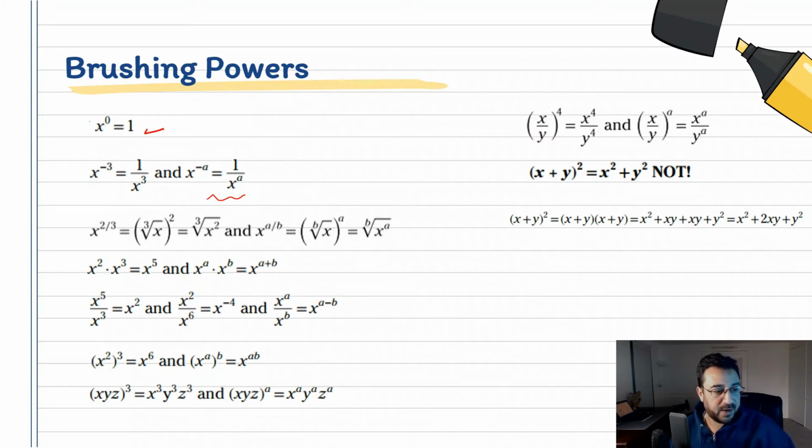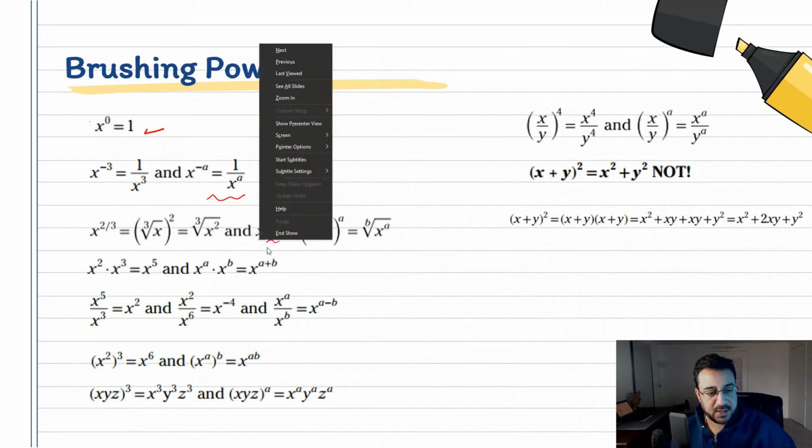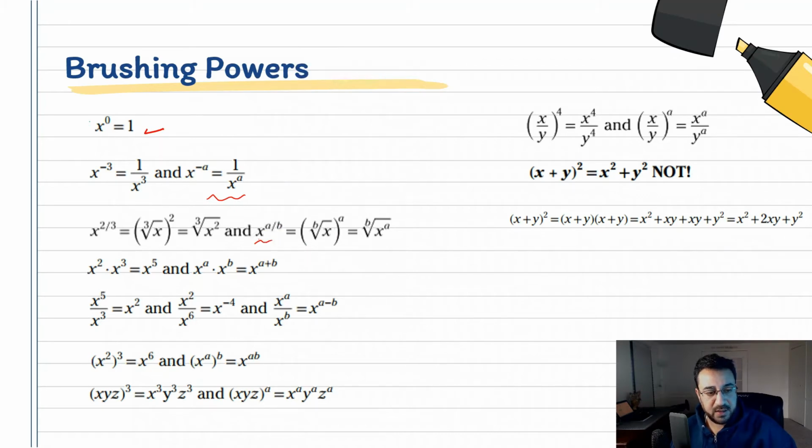If you have x to the power of 2 over 3, that means the cubic root of x squared. That's what it is. And you can imagine it in a different way, x to the power of 1 over 3 multiplied by 2, that's x to the power of 2 over 3. So here we can see the equation, x to the power of a over b equals the b root of x to the power of a.